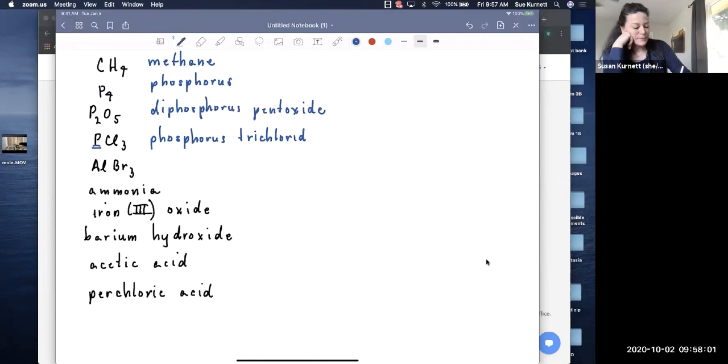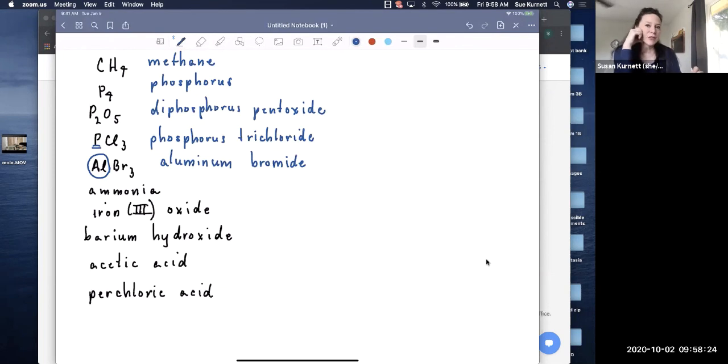The next one, though, is not covalent because aluminum is a metal, even though it touches that stair-step line of the metalloids. So I'm just going to name it as an ionic compound. Aluminum ion and bromide ion come together in a ratio where their charges add to 0. And I don't say aluminum-free bromide because it's a fixed charge cation.